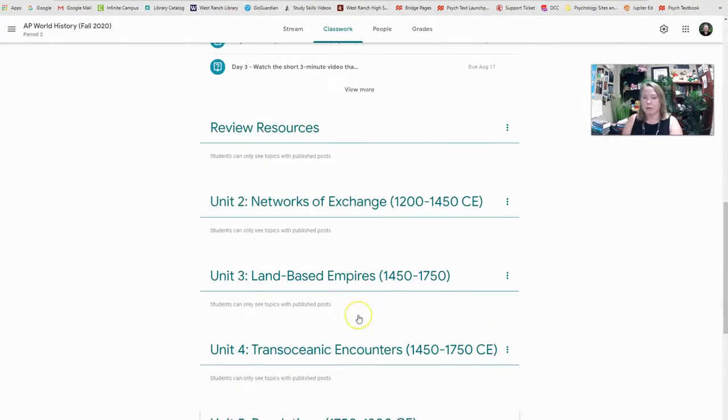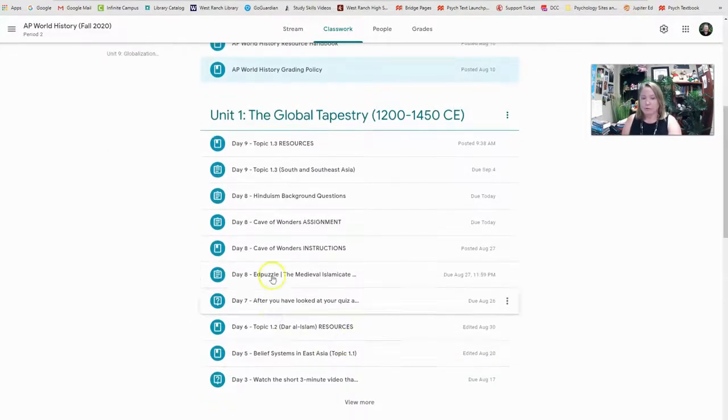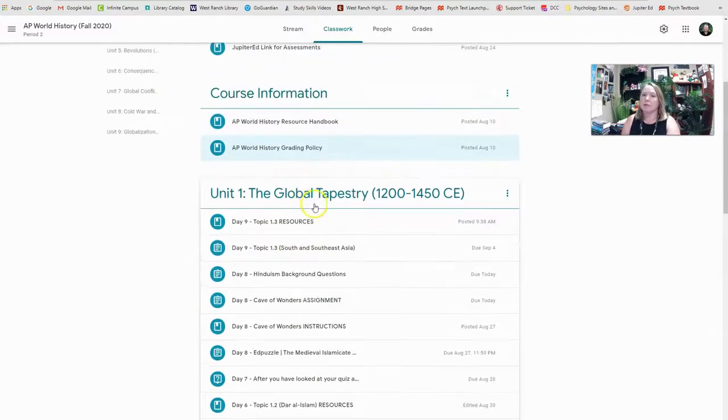Each unit will have its own topic, and everything that we do is organized by day, so they can always go back to the stream or go back into the unit and see what they needed for that particular day. It's usually labeled really well with the due dates. Some things are just materials, whereas other things are actual classwork that has a due date.